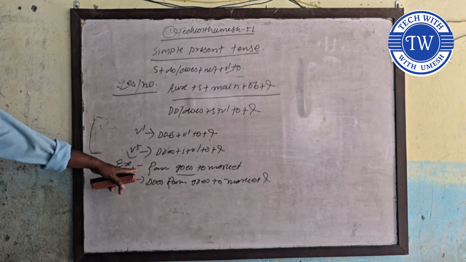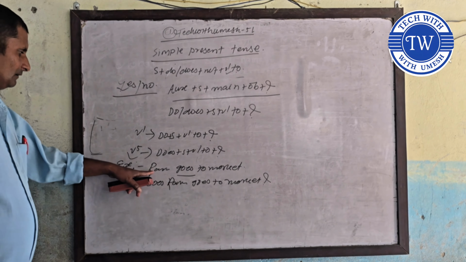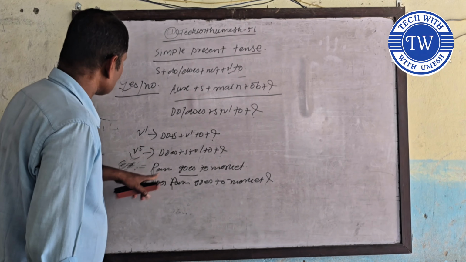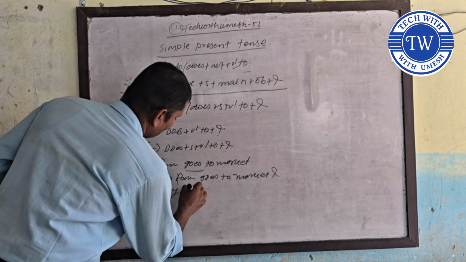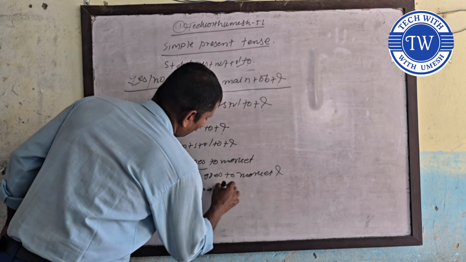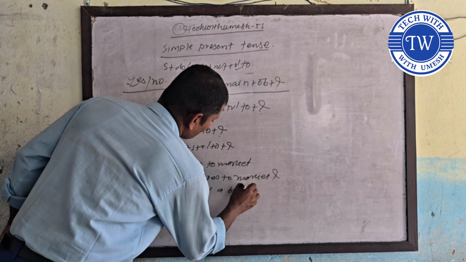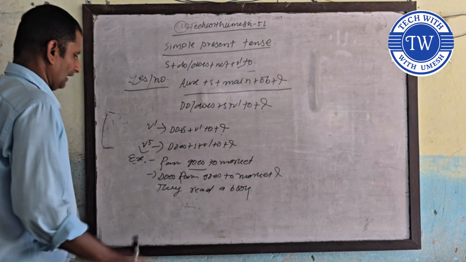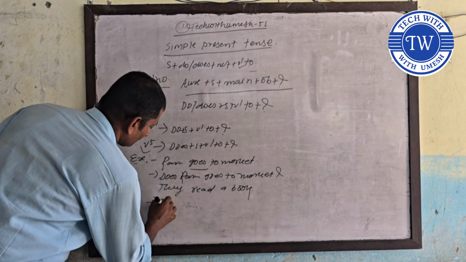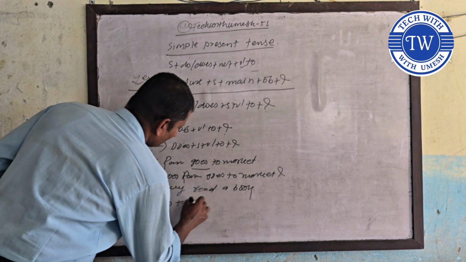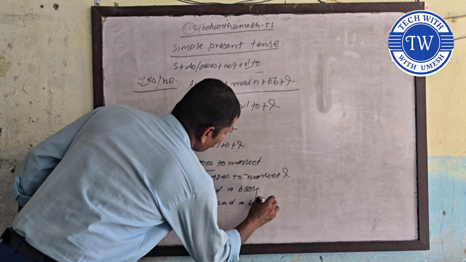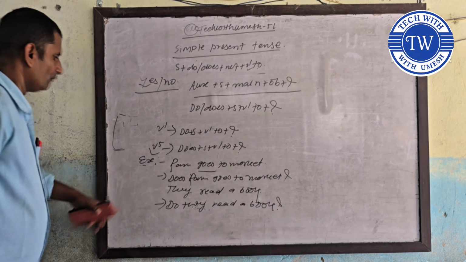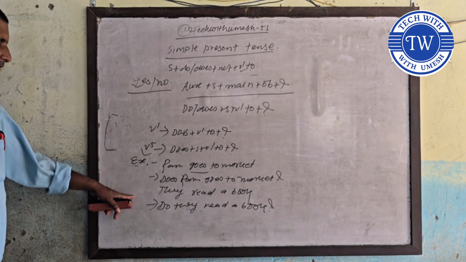This is the yes/no form of simple present tense. They read a book. And the yes/no form is: Do they read a book? Like this, we can make the yes/no form of a sentence.